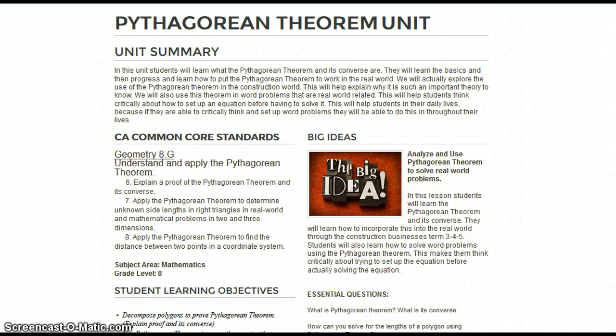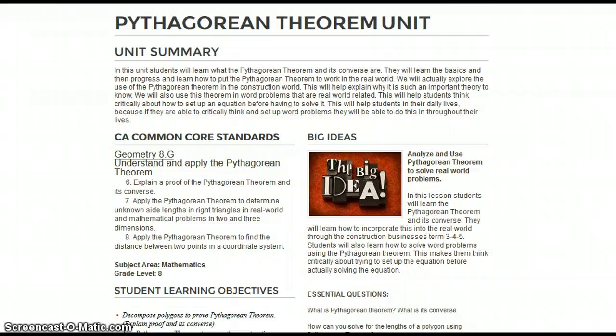Currently we are on my home screen. On my home screen is my unit summary, which states that students will be learning the Pythagorean theorem and its converse and how we will be relating it to the real world. Below are the California Common Core standards, which we will be focusing on.